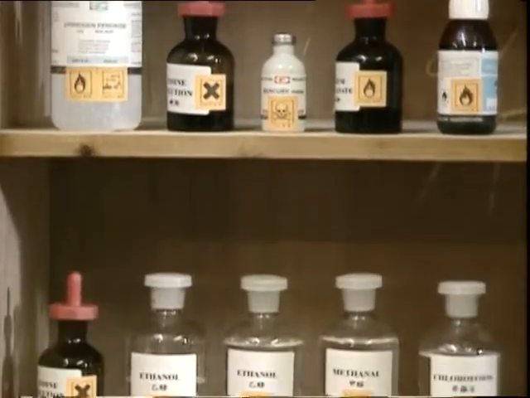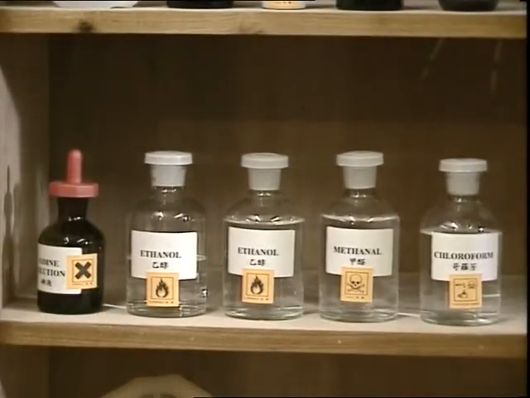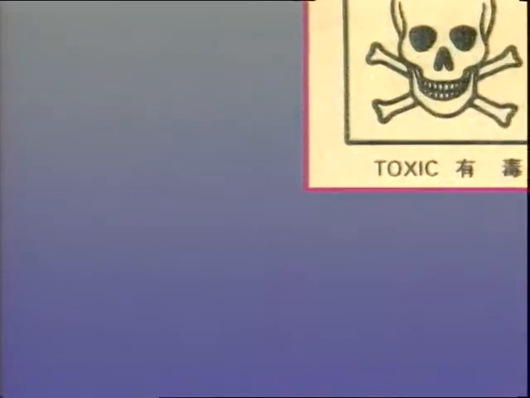Hazard warning labels should be found on containers of chemical substances. They are used to state clearly what type of dangerous substances are stored inside. Let's take a look at the different hazard warning labels and their meanings.